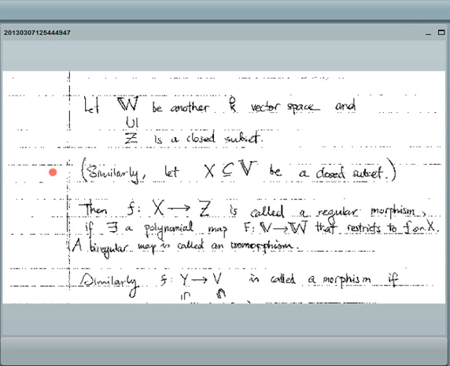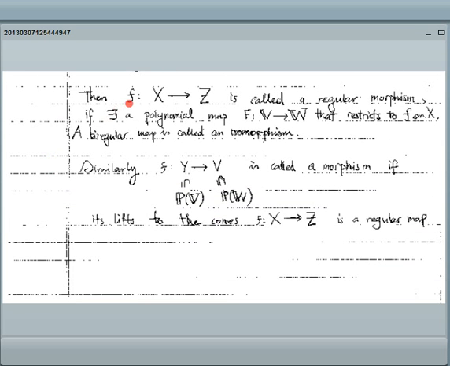So what I need next is the notion of a morphism between algebraic varieties. So let's say W is another affine space, just like V. And I take another closed subset Z. So there is an ideal of polynomials on W whose zero set is Z. Then I'm going to call a function f from one closed subset that lives in V to the closed subset Z a regular function, or a polynomial function, or a morphism, if there exists an honest polynomial function from this vector space V to W.